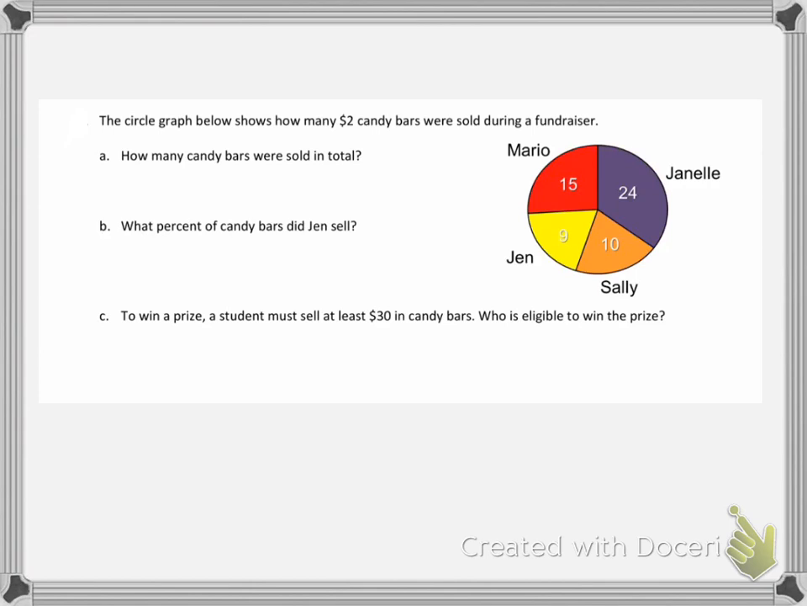So part A, how many candy bars were sold in total? So what's nice about this graph is that you're given each student's amount of sales, you can just add them up. So we have 15, 24, 10, and 9. All together, that's 58 candy bars. Part B is asking what percentage of candy bars did Jen sell? Well, if I want to find her percentage, all I have to do is take the amount she sold, 9 of them, divide it by the overall amount of candy bars sold, 58.